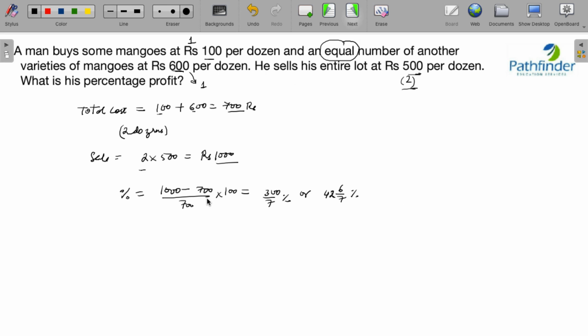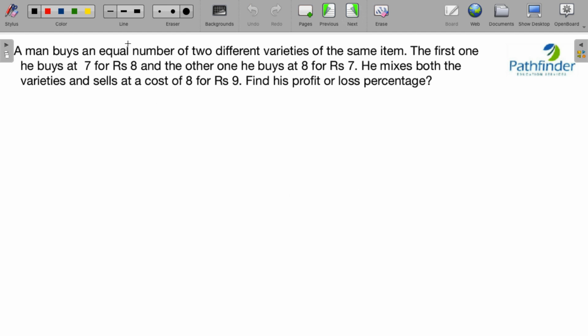Next question. A man buys an equal number of 2 varieties of the same item. Again a similar question. You are buying 2 types, but you are buying equal number of the 2 types. The first one he buys at 7 for rupees 8 and the other one he buys at 8 for rupees 7. He mixes both the varieties and sells at a cost of 8 for rupees 9.